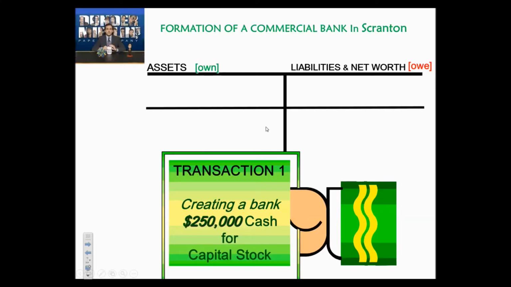So I'm going to show you how a bank is formed. Okay? This process that I'm going to go through is really just illustrative. It's not something you have to totally memorize. I'm just going to show you how a bank accounts for assets and liabilities.